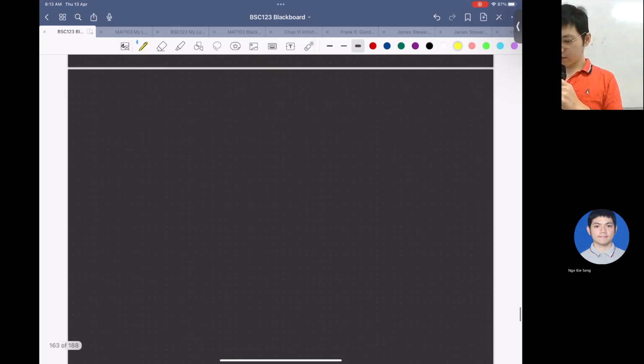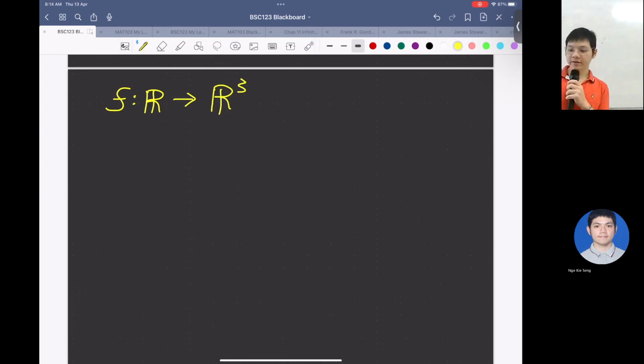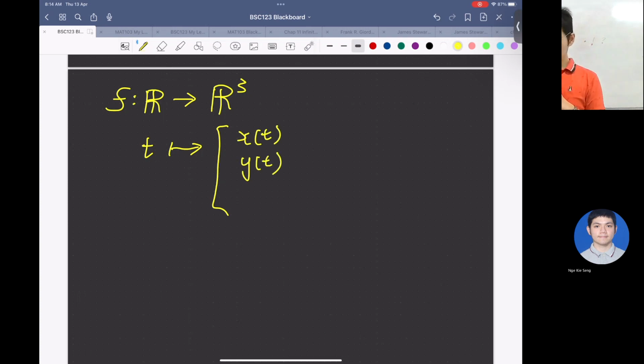So in this chapter 13 setting, we have a function from R to R3. Yeah. So you can imagine this is a particle. Okay, you got a time variable. So given one time, you need to give me a set of coordinates using a vector. Okay. So these are three functions here. Okay. So these are all functions.